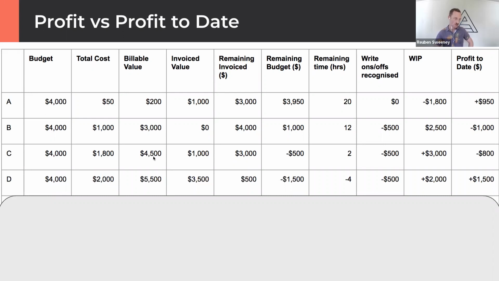This job progresses a bit further, a little bit more time added, another 6 hours. Costs have gone up, billable values increased by another 1,000. We've invoiced an additional $2,500. We've got $500 yet to invoice. Our remaining budget is negative. We're well over on this job in both time and dollars. No change to the write-offs recognized.